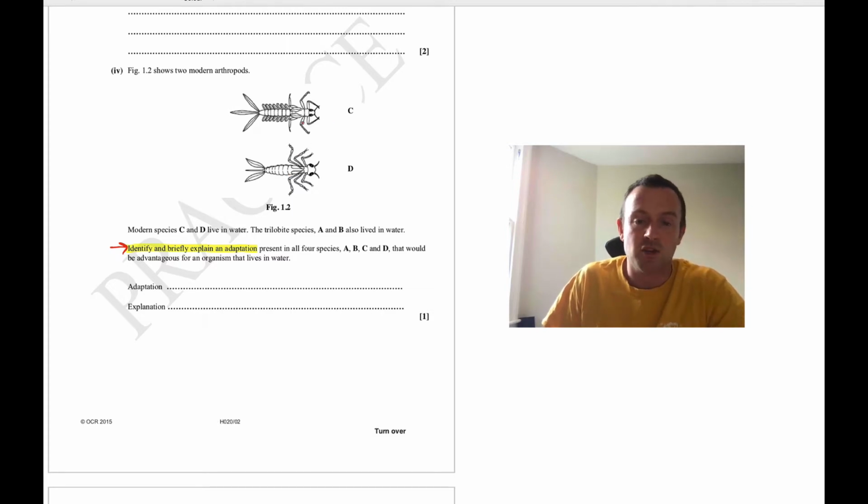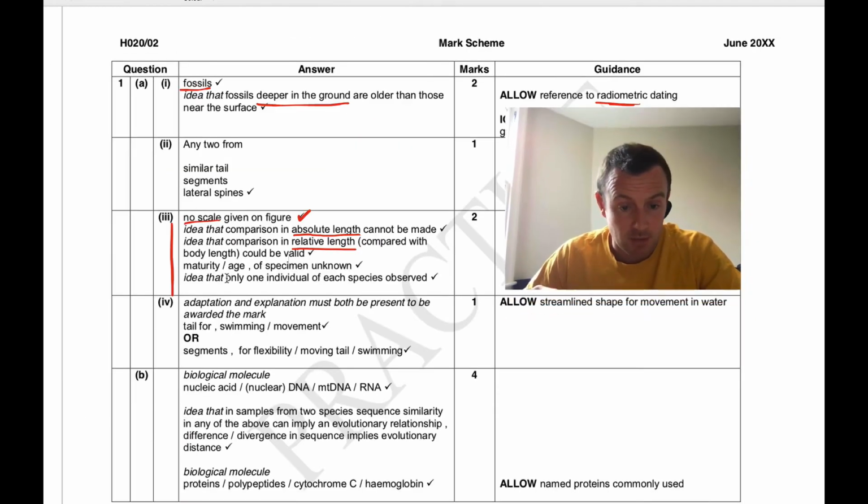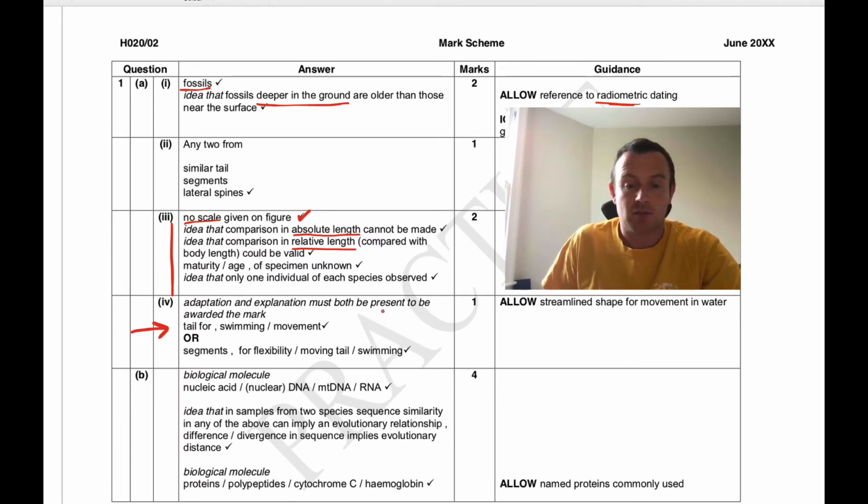Okay, so what can you see? Well, you can clearly see a tail, which is for swimming. So that's one thing you could say. And you could clearly also see segments here and here, which allow a flexible body to swim underwater. So those are the things you could have said. And here's the mark scheme just to confirm that. Adaptation and explanation must both be present to award the mark. So tail for swimming and movement, or segments for flexibility or swimming.